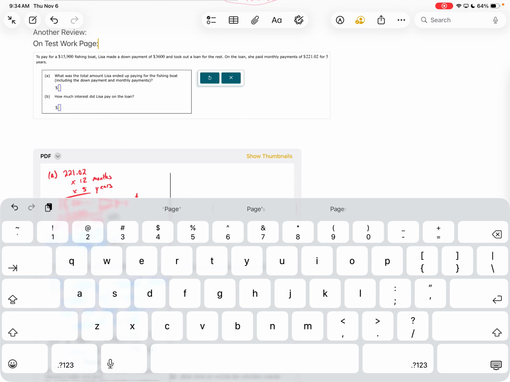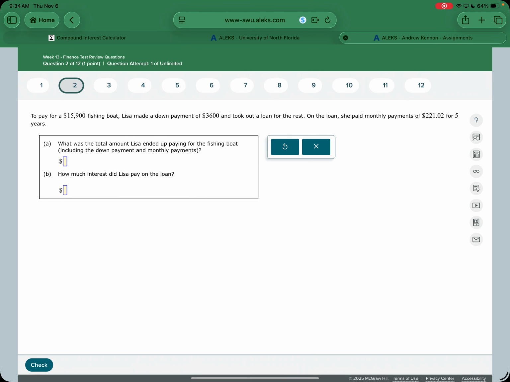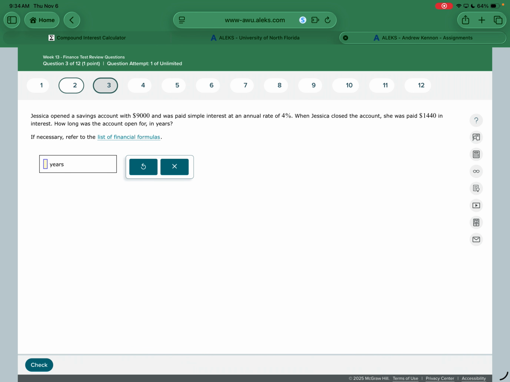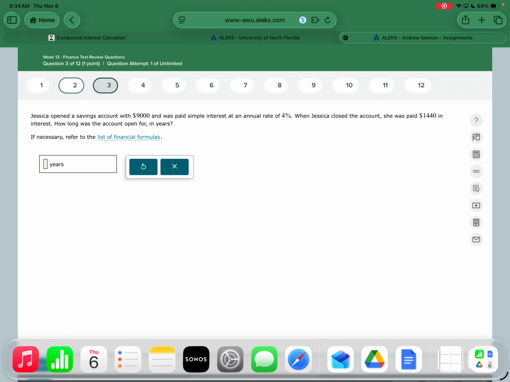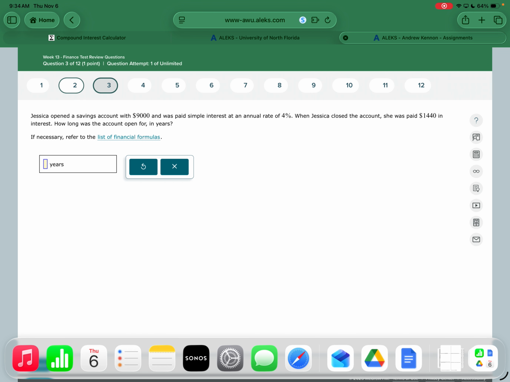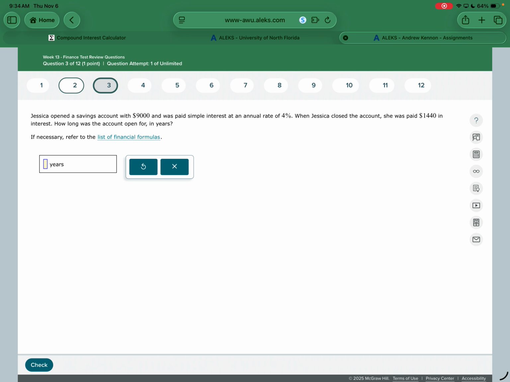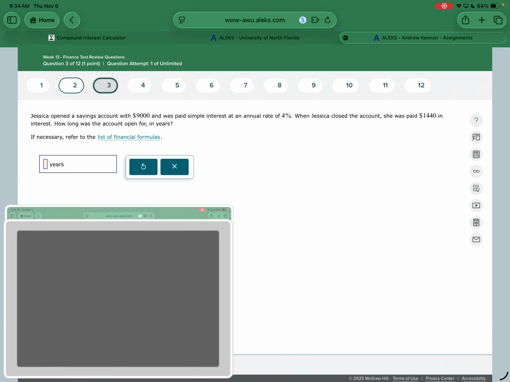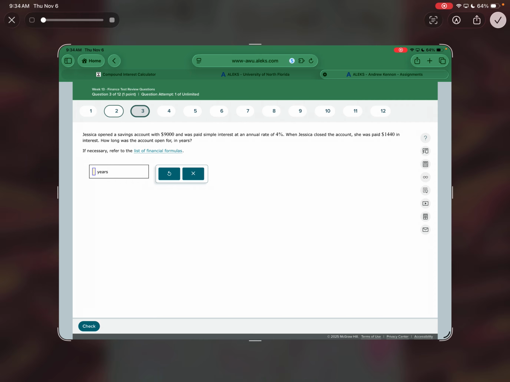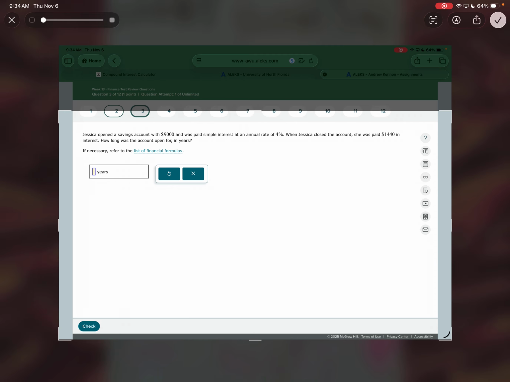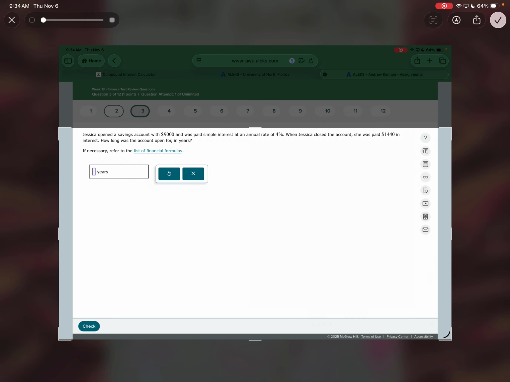Okay. The next problem, this is also on the test work page. It says show your work using the formula I equals PRT. So Jessica opened a savings account with $9,000 and was paid simple interest at an annual rate of 4%. When Jessica closed the account, she was paid $14.40 in interest. How long was the account open?